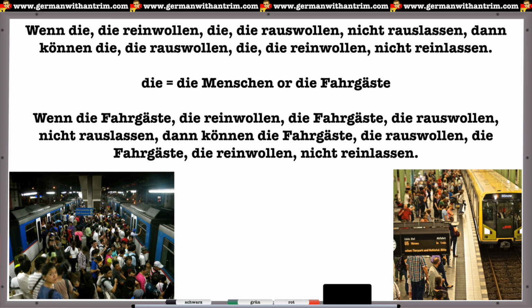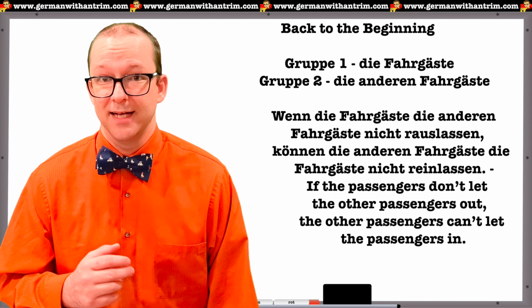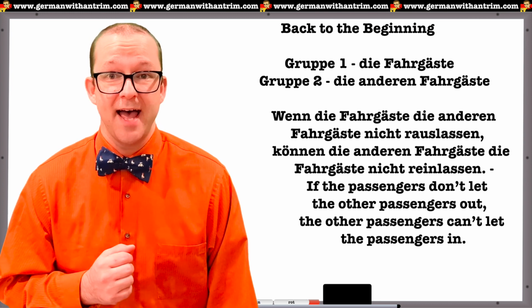The implied subject of all of these clauses is die Menschen or die Fahrgäste. Since this is a kind of PSA for public transportation etiquette, let's use the word Fahrgäste to illustrate this point. Wenn die Fahrgäste, die reinwollen, die Fahrgäste, die rauswollen, nicht rauslassen, dann können die Fahrgäste, die rauswollen, die Fahrgäste, die reinwollen, nicht reinlassen. That takes care of the demonstrative pronouns in this sentence and leaves us only with the relative pronouns to worry about. In order to split this sentence apart like I did my other example sentences, we have to add extra words.